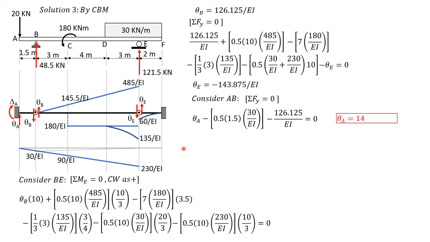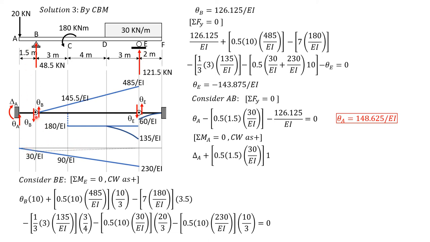So solving for theta A equals 148.625 over EI, just like in the double integration method. And summation moment about A, clockwise positive. So we have delta A, then this, because this is downward, plus 0.5 of 1.5 of 30 over EI times 1. The moment arm is 1. 2/3 of 1.5 is 1.